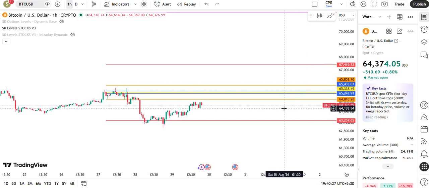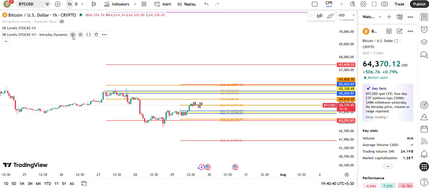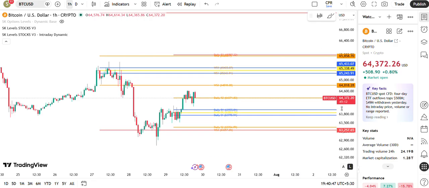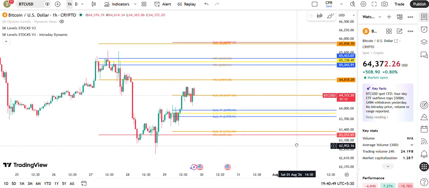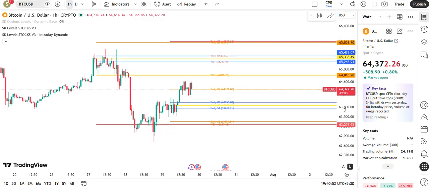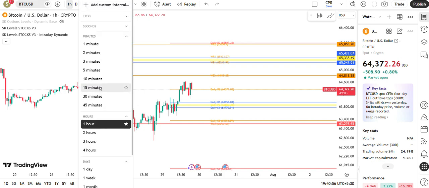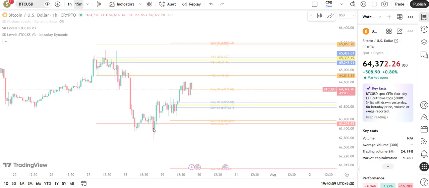But how can we remember this month's important levels as well as the week's important levels? For that, we have a special indicator called SK level stocks V3 intraday dynamic. With the help of this indicator, we can see the important levels so that we can understand and plan our trade. Now you can see the important levels. If you want to go in depth, you can select 15 minutes and see what's happening.